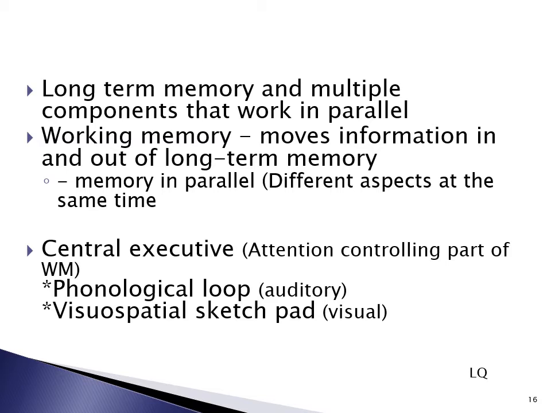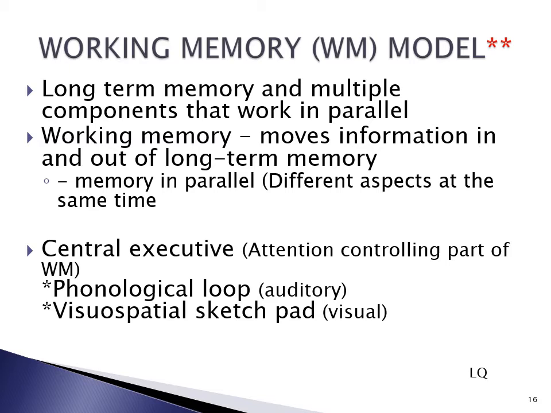So the major argument against the 3-stage memory model is that it's very ordered. So it's one stage first and then on to the next, but we pull from multiple areas at once. So this theory solves that issue. So this is the working memory model. Working memory model states that it has long-term memory and other components that work in parallel with each other.